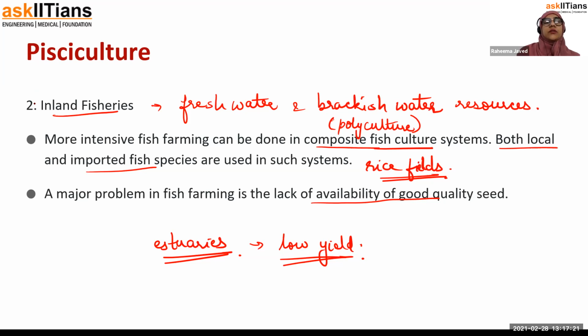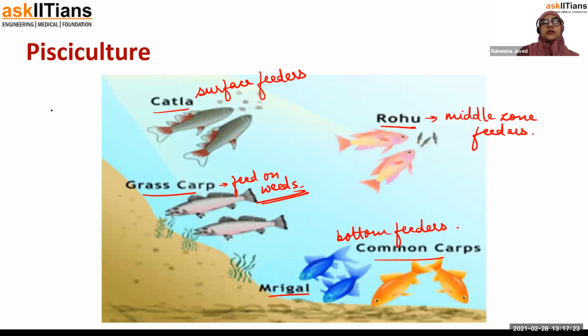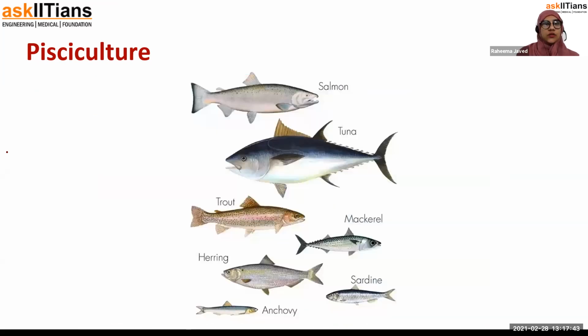This example is of polyculture. In the same system, we are culturing many fishes, but they should have different feeding habits. Otherwise, they will compete for the resources and it will be of no use. This culturing system will be of no use. Then, here I have shown you some examples of freshwater fishes.